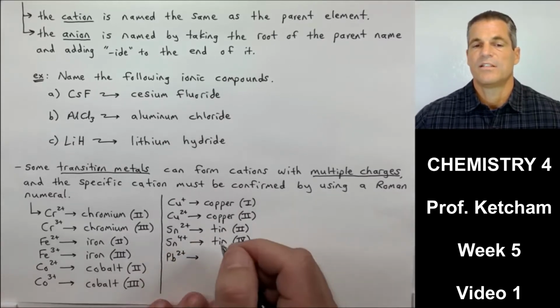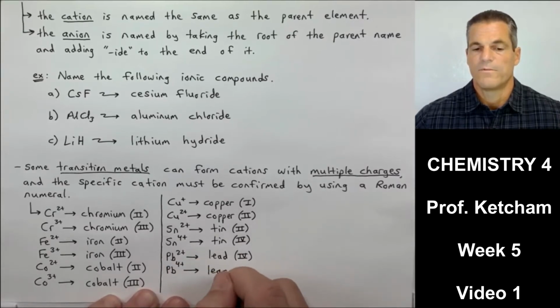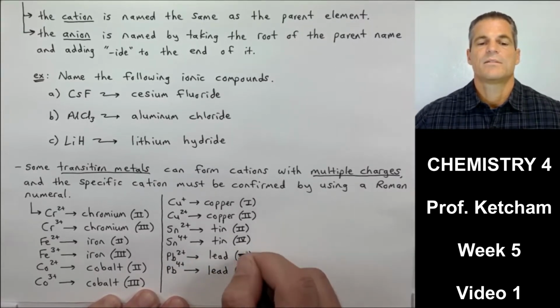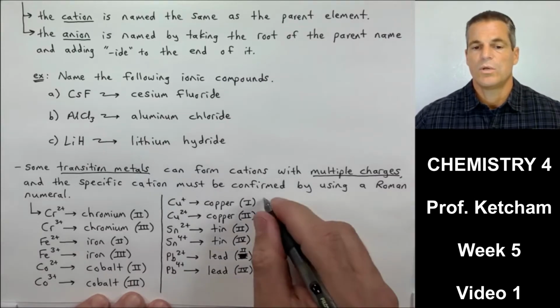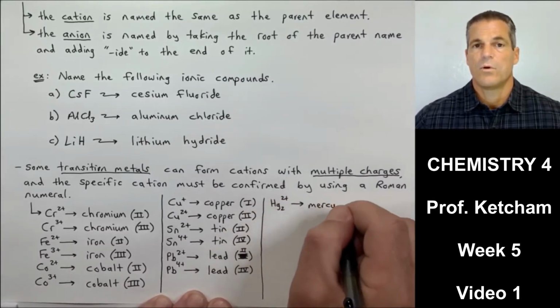Sn2+ is tin 2. Sn4+ is tin Roman numeral 4. Pb2+ is lead 2. Pb4+, as you might expect, is lead Roman numeral 4.